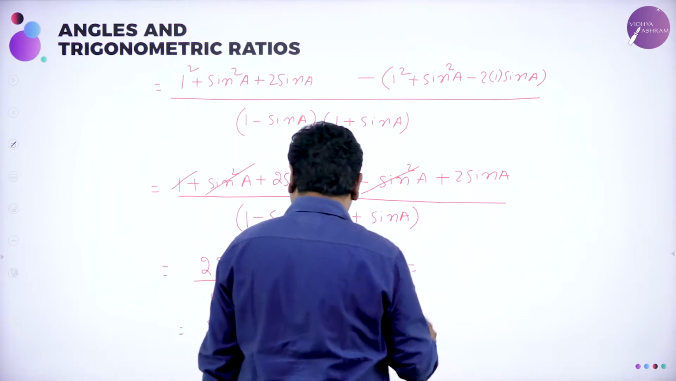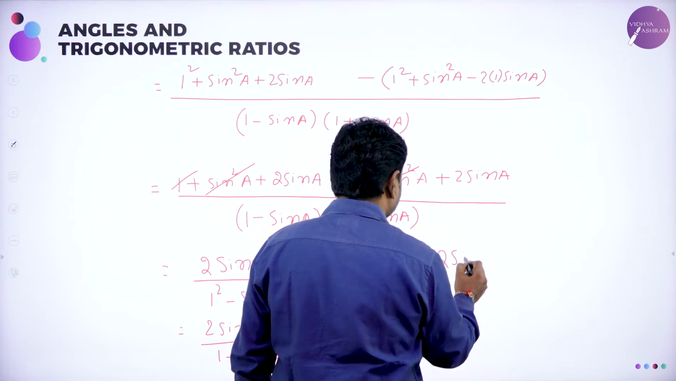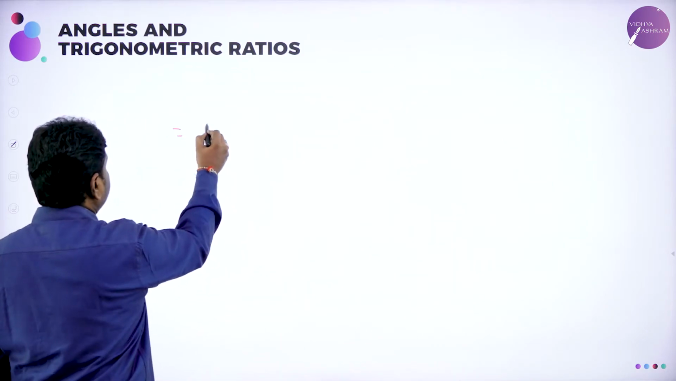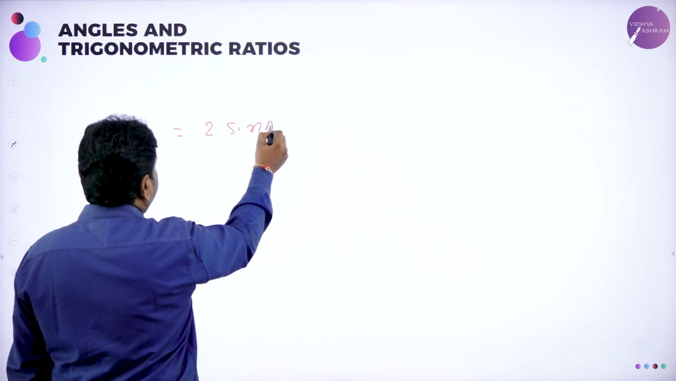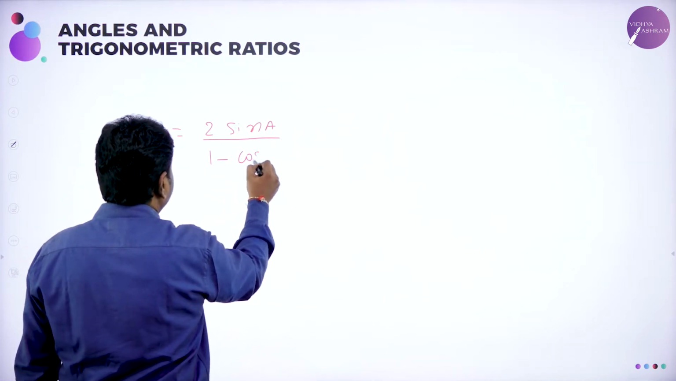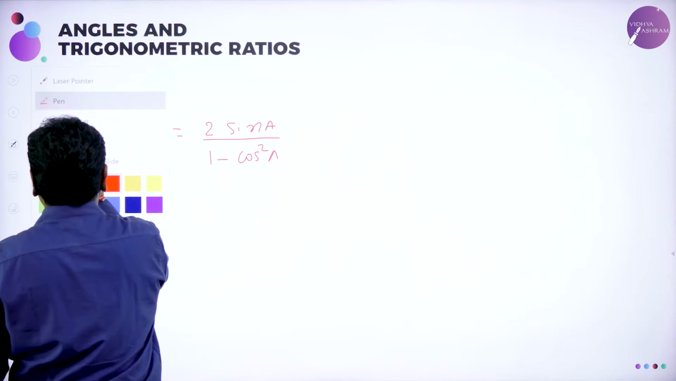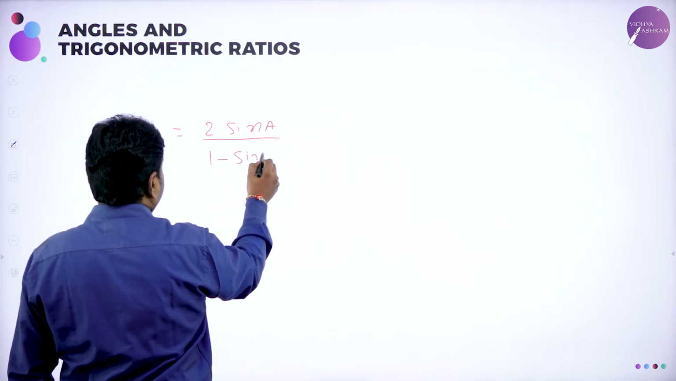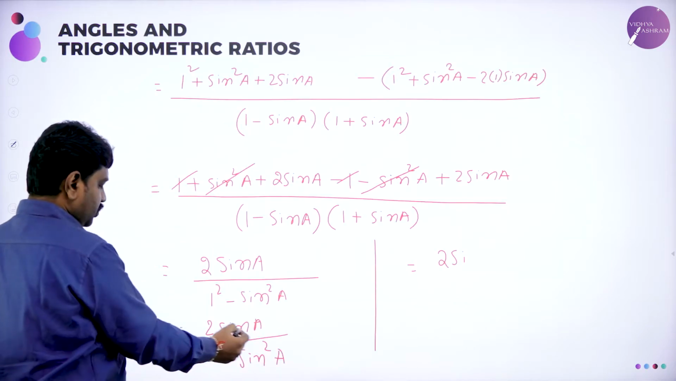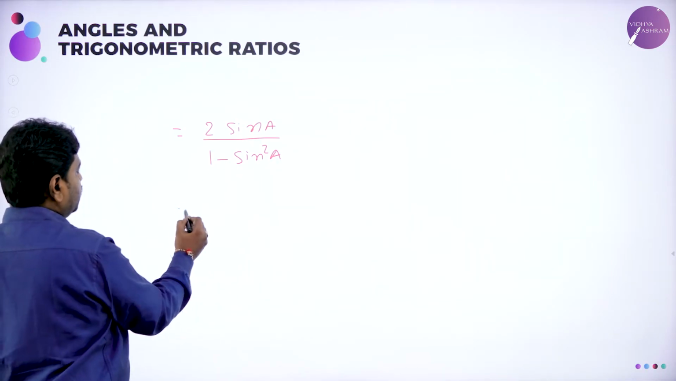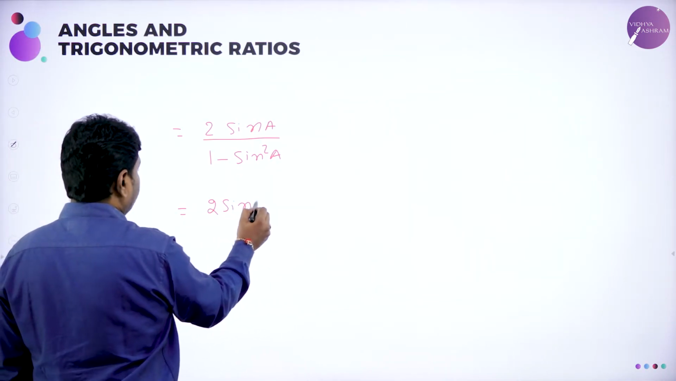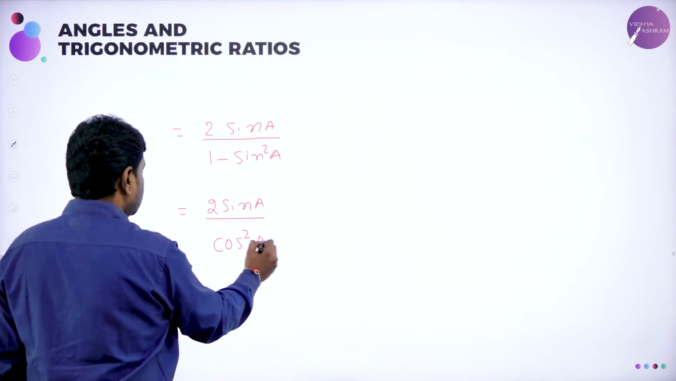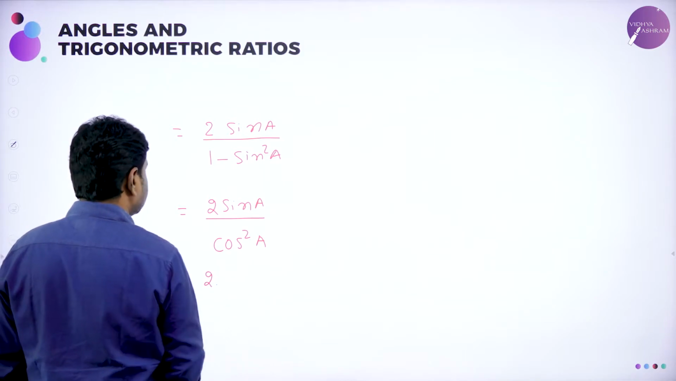Further, that is equal to, numerator is 2 sin A, divided by 1 minus sin square A. See, whatever here, 2 sin A by 1 minus sin square A, I wrote it here. 2 sin A, let it be. All of you know 1 minus sin square A is cos square A. And further, I can split it as 2 times.